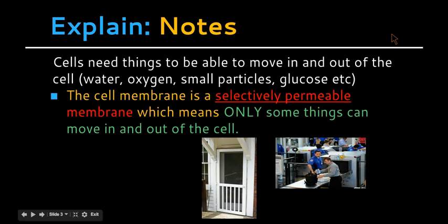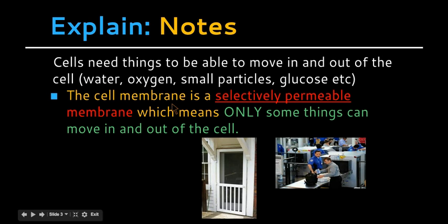Let's get started with our notes for today. Cells need things that they don't have immediately available to them, like water, like oxygen that we breathe in, like glucose that comes from our food. The cell needs to be able to get these things and in some cases get rid of certain things like waste. In order to do this, cells have a cell membrane, which you guys are already pretty familiar with.